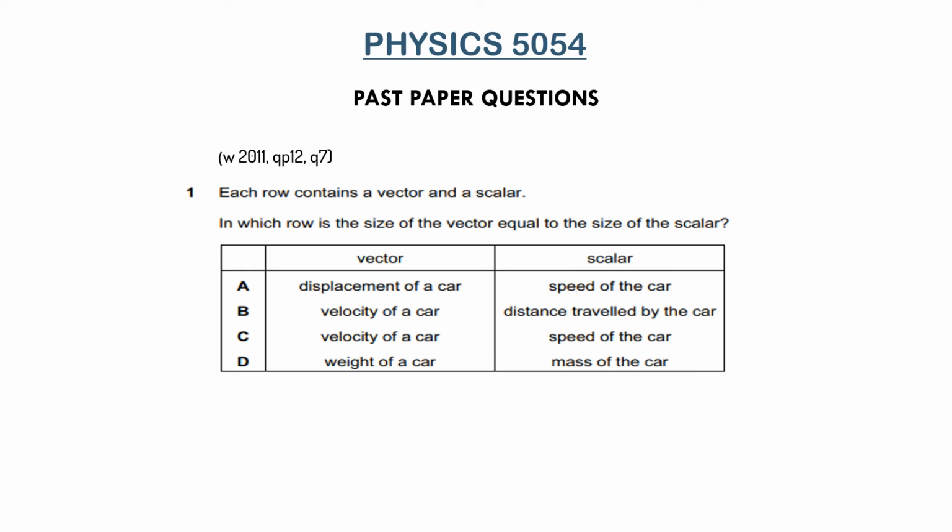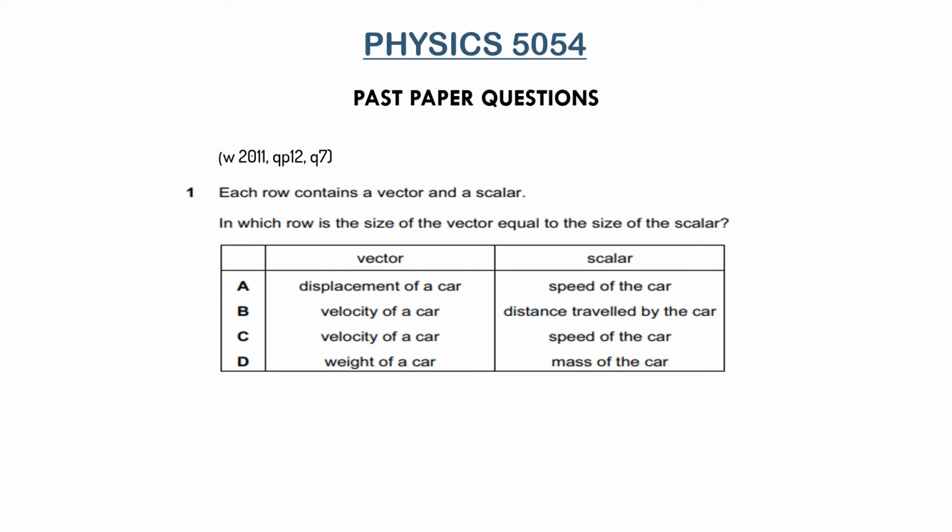Now, the first option they have given us is displacement of a car, and the scalar is speed of the car. Option B is velocity of a car and distance traveled by the car. Option C is velocity of a car and the speed of the car. And option D is weight of a car and the mass of the car. So we need to tell which two magnitudes are the same. Let's talk about option A, displacement of a car and speed of the car.